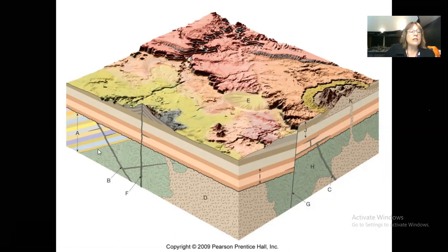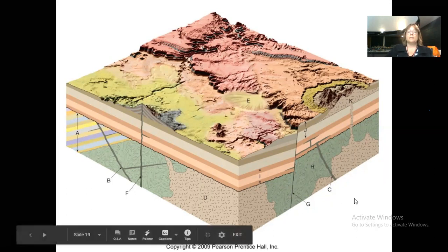Here is another nonconformity. We have metamorphic rock below, and we have sedimentary rock above it. It would have formed flat and horizontally, although now it is tilted. It has been disturbed. This is an angular unconformity. We have tilted sedimentary rock layers below flat horizontal sedimentary rock layers. So this is an angular unconformity. The only thing I do not see in this diagram is a disconformity. I do not see a disconformity in this one.